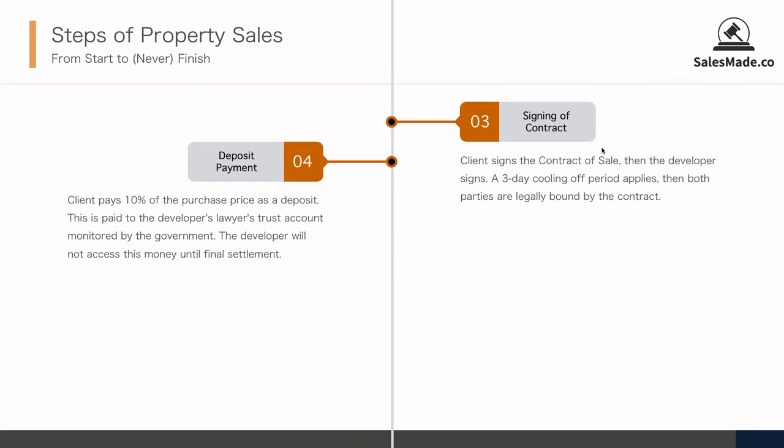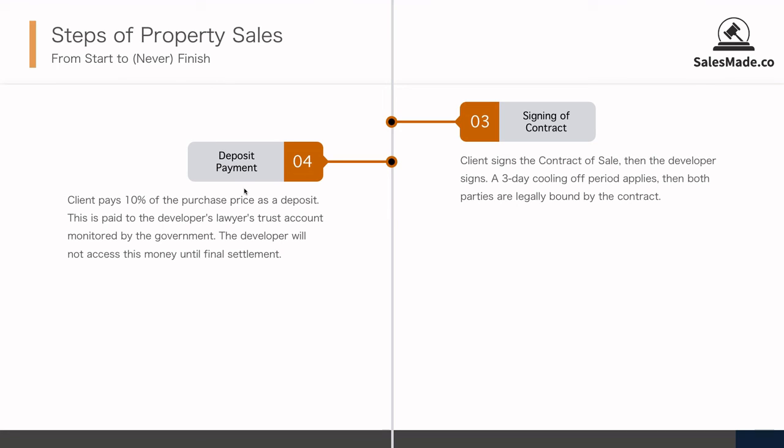Okay, so this is paid to the developer's lawyer's trust account. As we said previously, it's monitored by the government. The developer will not access this money until the final settlement of the property, unless in the contract the buyer specifically tells the developer that the developer can access the money. Usually that's not the case.